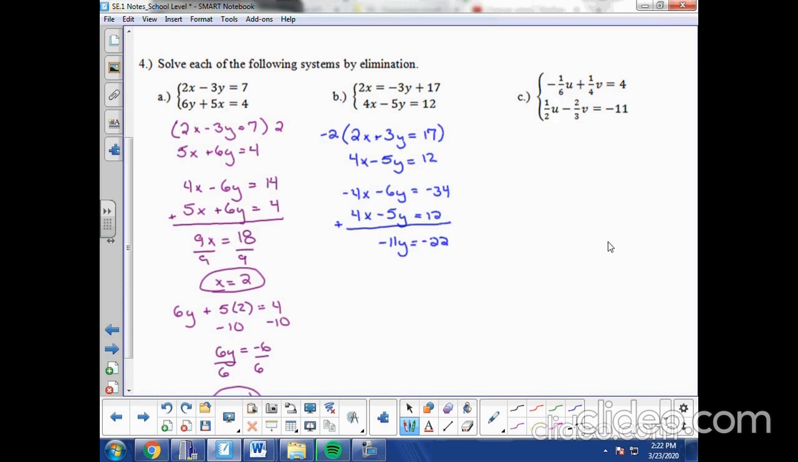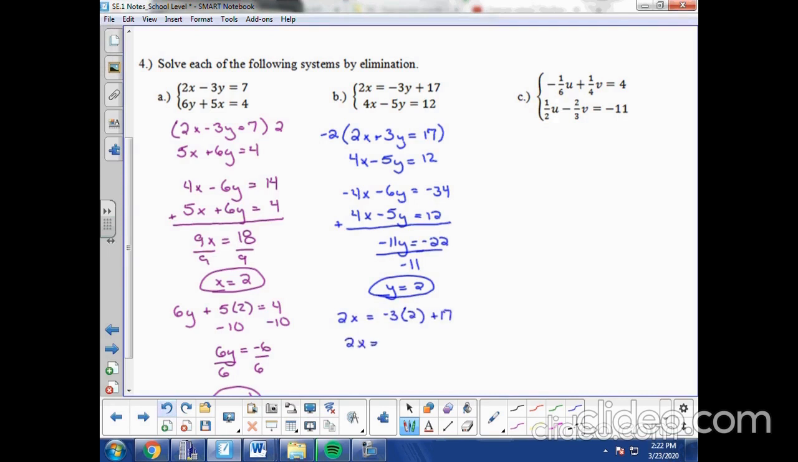So I'm adding the common terms, and that simplifies that expression so that now I can divide by negative 11 and come up with y equals 2. Now it's a substitution back into one of the equations to figure out x. So I'm going to use the 2x equation equals negative 3 times 2 plus 17.